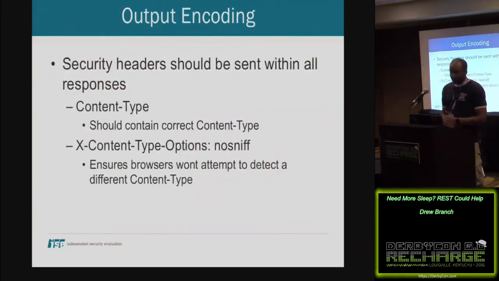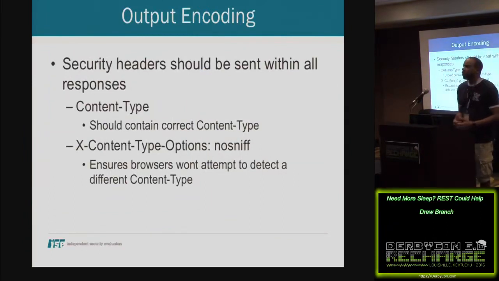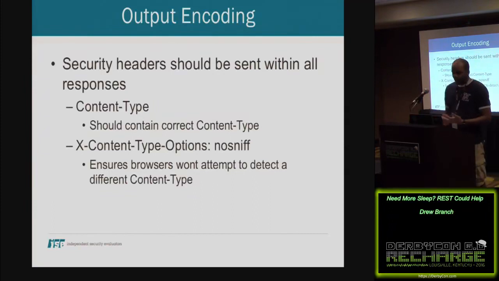So output encoding. Security headers should always be sent with all responses. The content type should always contain the correct content type. So if the server is sending JSON, the content type header should include application/JSON. Also, X-Content-Type-Options: nosniff should be set so that the browser won't try to detect a different content type other than the one that is supplied.